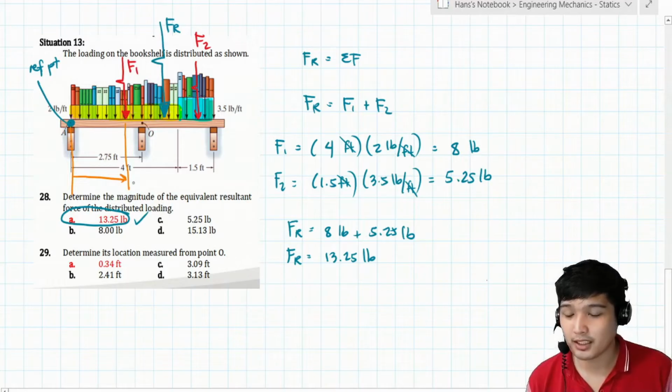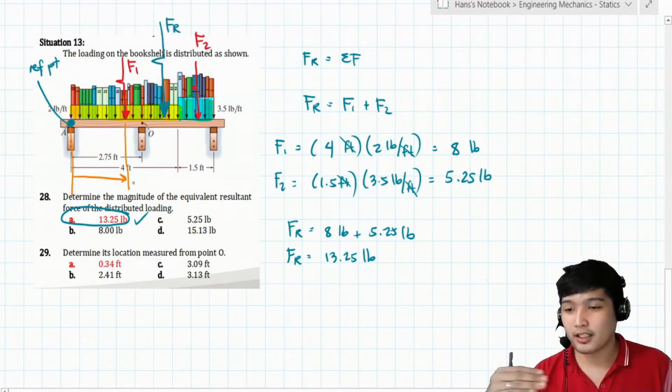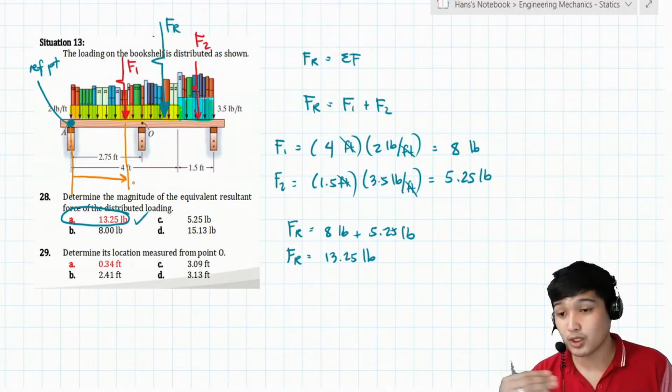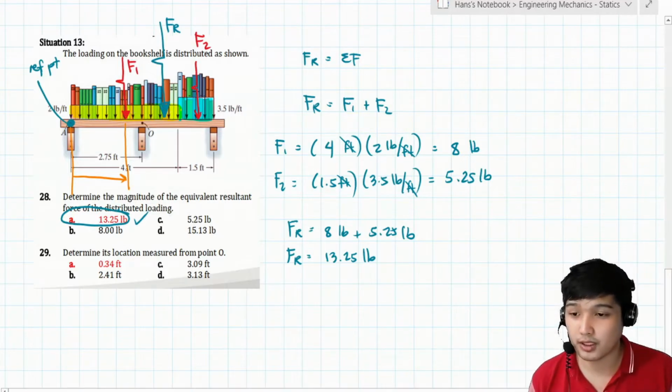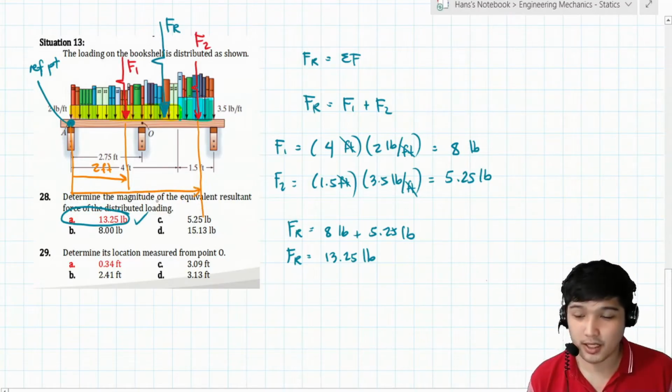So, sabi nga natin, exactly midway siya or dun sa midpoint nung length nung uniformly distributed load, which is 4 feet yon. So, therefore, ito is magiging 2 feet. Okay? How about naman itong F2? So, line of action is ito. So, measured from A, ito naman yung perpendicular distance na yon, di ba?